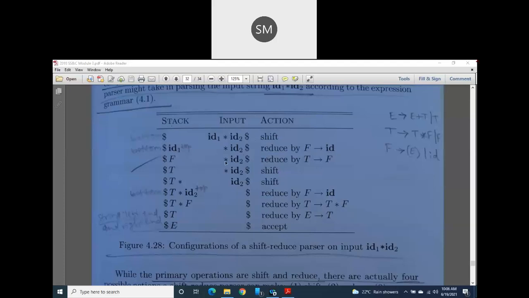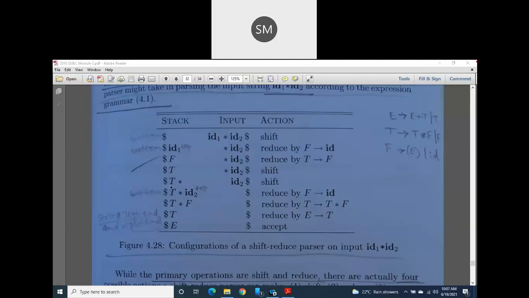Then what is remaining in input? Again it is star id2. Again I can perform a reduce operation, because I want to reduce F to T. Which production is applicable here? T yields F. So here F is reduced to T. Correct? Then what is remaining in input? Again star id2 is remaining. At this stage, I can perform shift. I want to shift the star now.